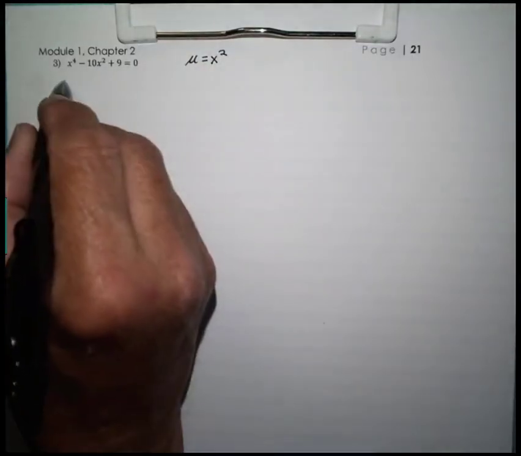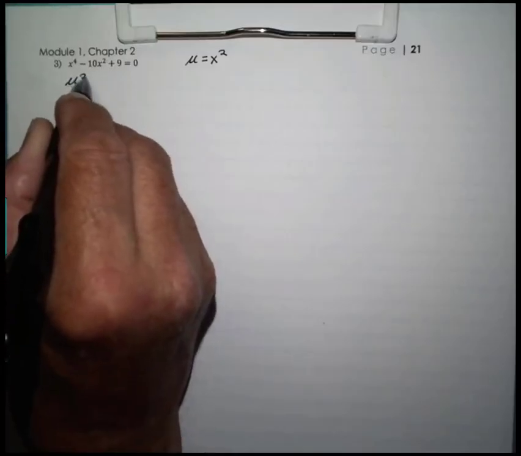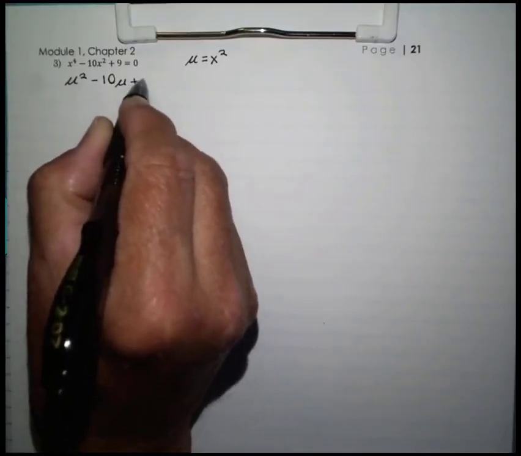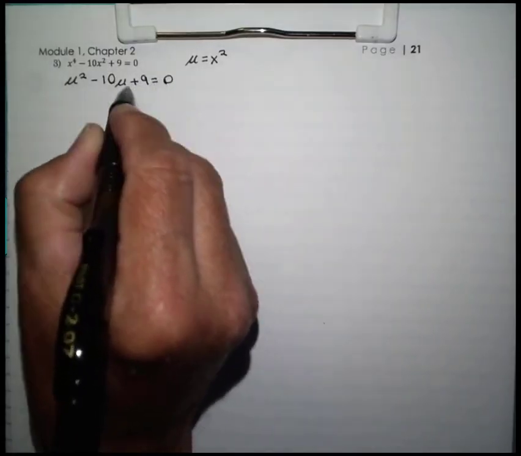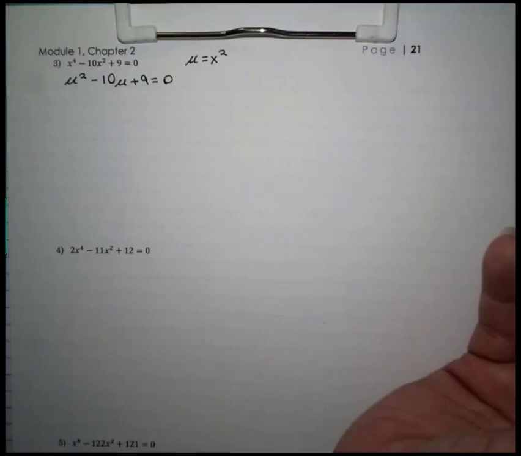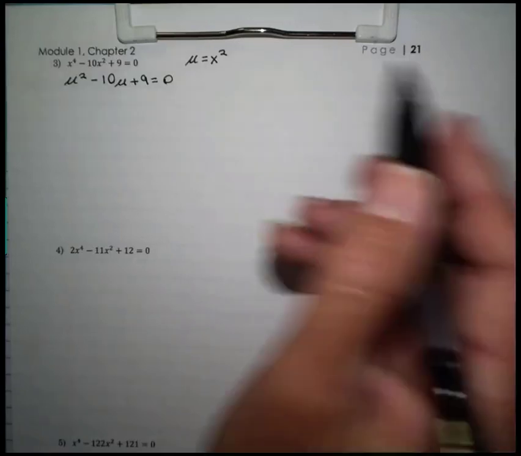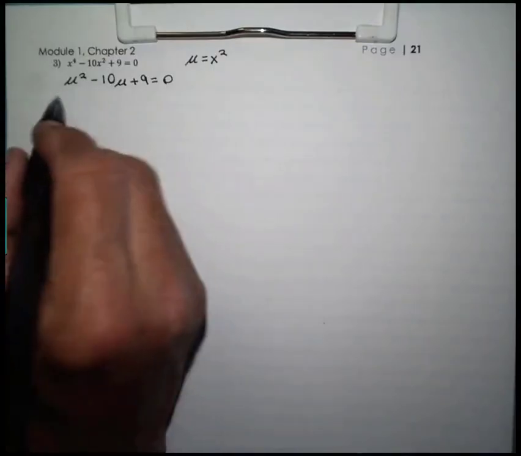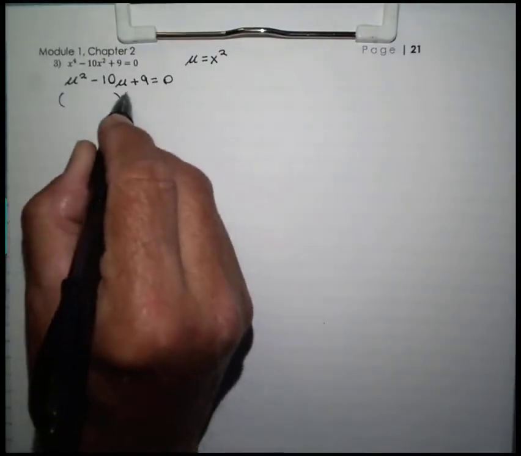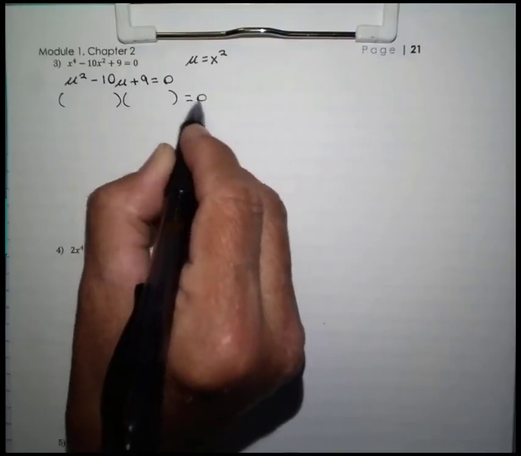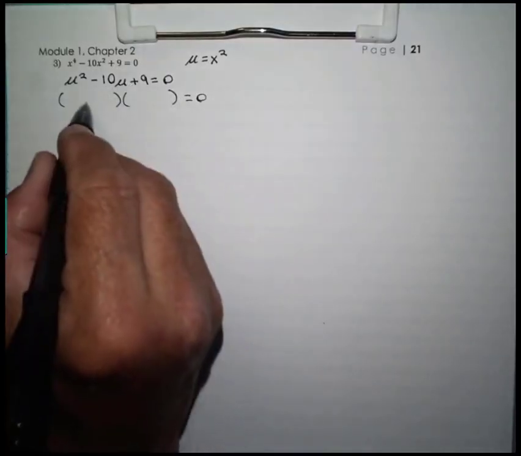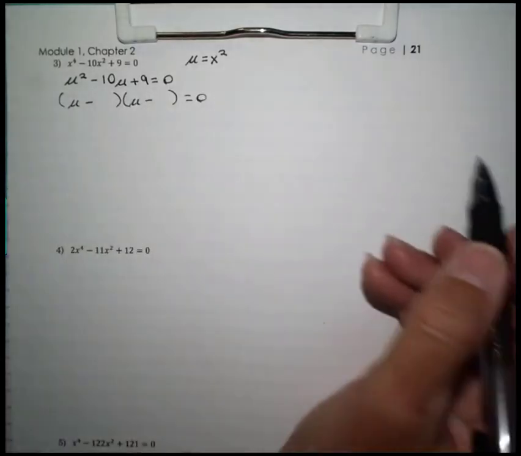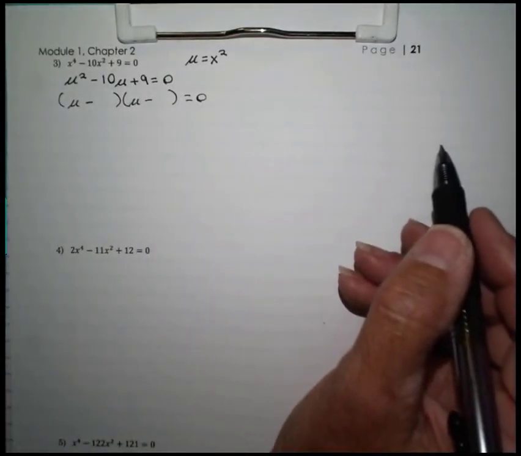If I do that, then what I've got is u squared minus 10 times u plus 9 is equal to 0. So now I've got it in a quadratic form, right? And I can solve for those. I've got the first term squared, so it looks like it doesn't have a GCF. Let me just see if I can factor it. I would say both of these signs have to be minus. I'm going to put u as the first variable here in the first term.